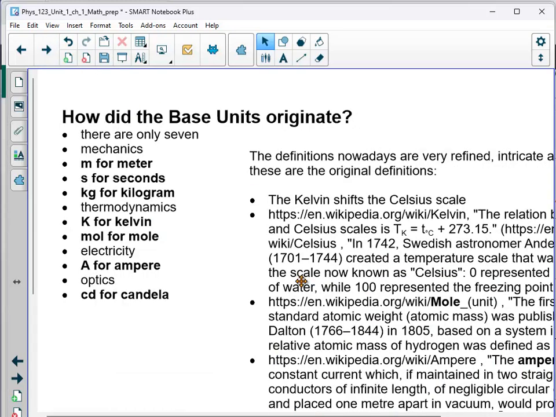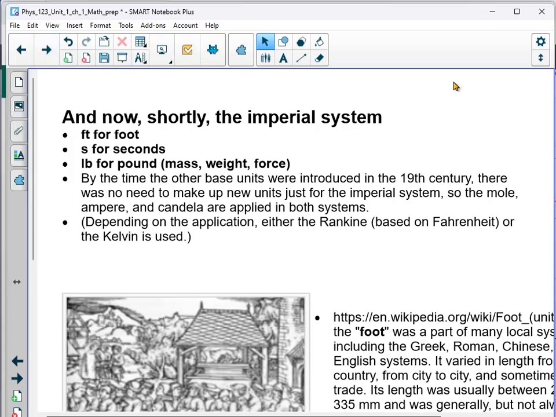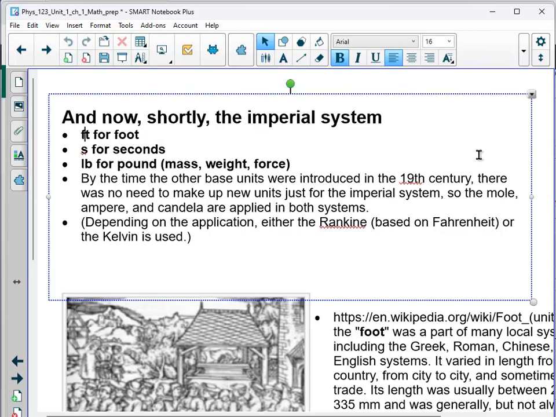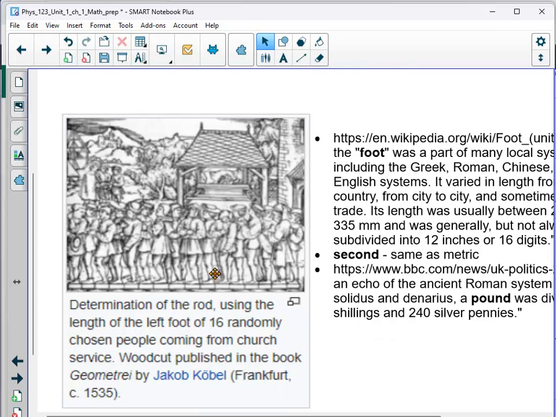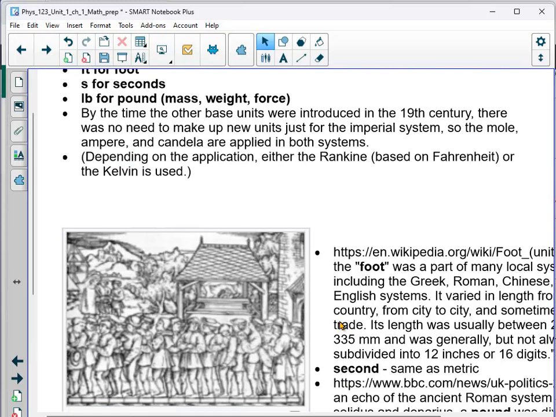Let's see, this one is a follow-up about the other units in a metric system, but I'm just going to go on here to the imperial system or American system. So F for the foot, just like it sounds. There it is. For example, take these people out of church, 16 randomly chosen, and you get the rod, I guess, and if you divide by 16, hey, you get the foot, an average foot, right?